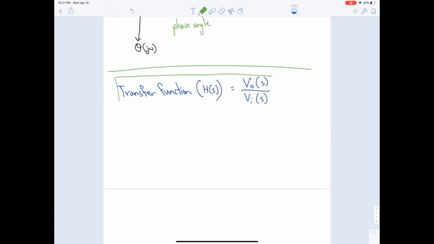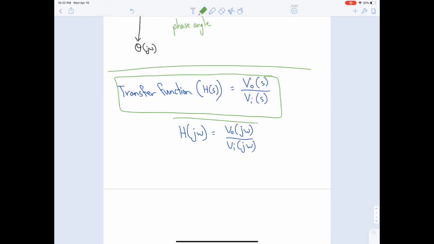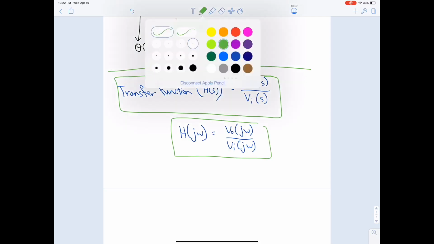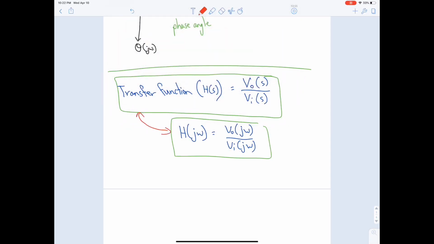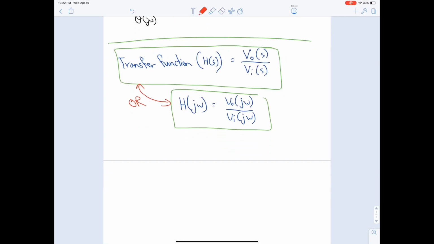Another form of the equation is replacing s with jω. So it becomes as follows. This is the other form of the transfer function. So we can use either this one or this one. Okay, moving on.